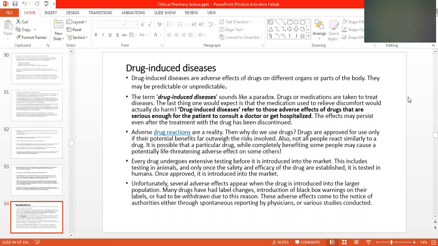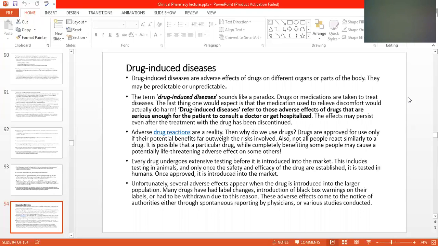This includes testing in animals, and only once the safety and efficacy of the drugs are established, it is tested in humans. Once approved, it is introduced into the market. So there are several processes. The first process is that we select the drug.